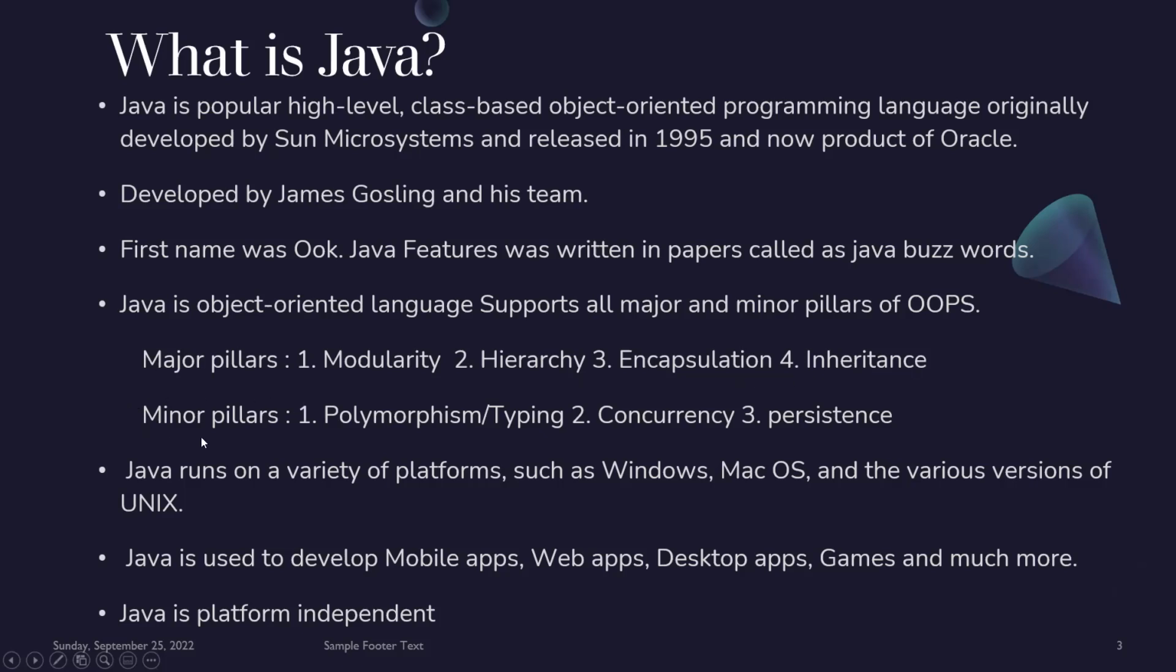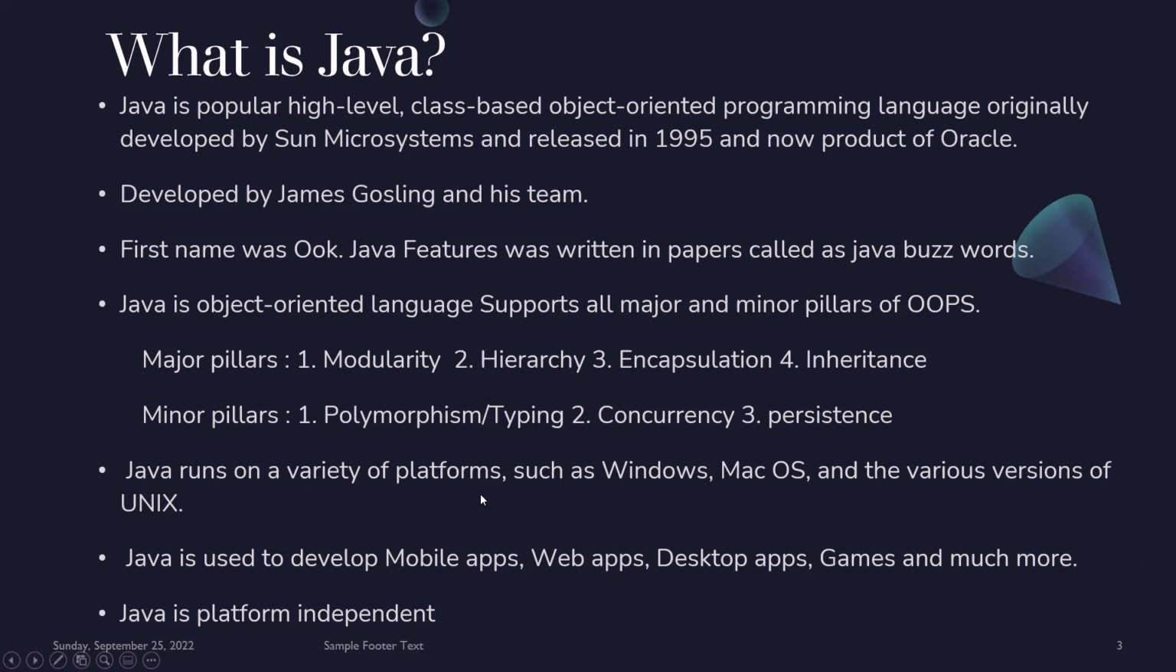And what are the minor pillars of the OOPs concept? There are three minor pillars: the first one is polymorphism, the second one is concurrency, and the third one is persistence. Okay, we will discuss all these major and minor pillars, every concept, in my coming videos. But these are all the major and minor pillars that Java supports, and that's why we call it pure OOPs.